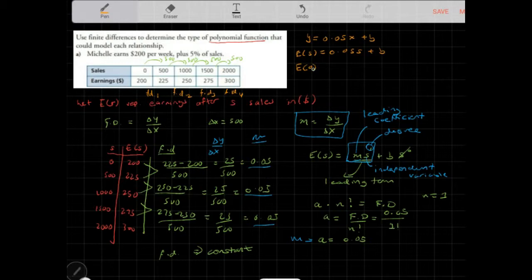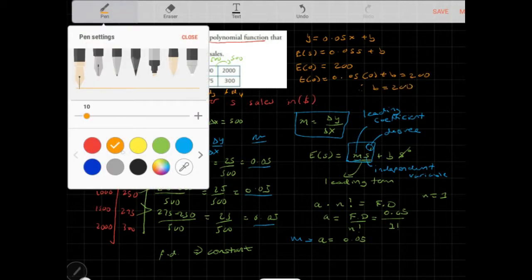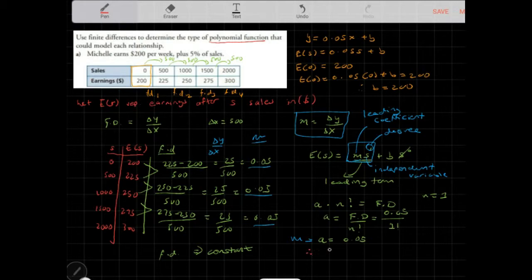We know that E of 0 is equal to 200, because we're using this point. So E of 0 equals 0.05 times 0 plus b, which is equal to 200, so therefore b is equal to 200. So the equation to represent Michelle's earnings is E of s equals 0.05s plus 200. This is an equation to represent Michelle's weekly earnings.